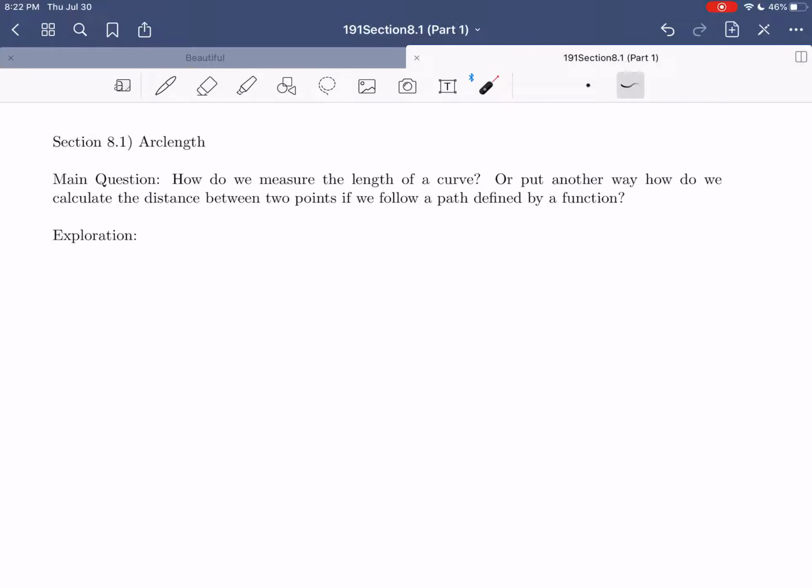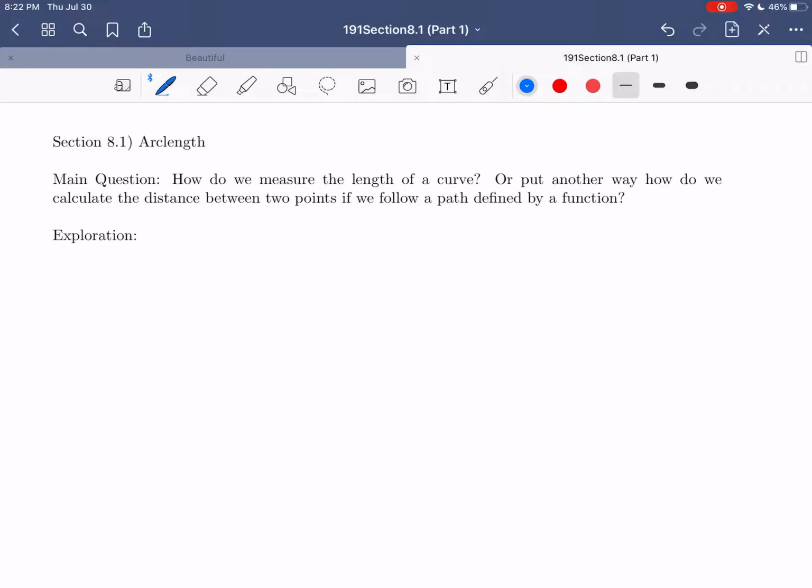So first of all, as our main question here, how do we measure the length of a curve? Or, put another way, how do we calculate the distance between 2 points if we follow a path defined by a function? Now, you all know from basic geometry that if you want to measure the straight line distance between 2 points, then we have a very nice and easy formula that comes courtesy of the Pythagorean theorem that says if you want to measure the straight line or linear distance between x1, y1 and x2, y2, you just need to do the square root of y2 minus y1 squared plus x2 minus x1 squared. That's the distance formula.